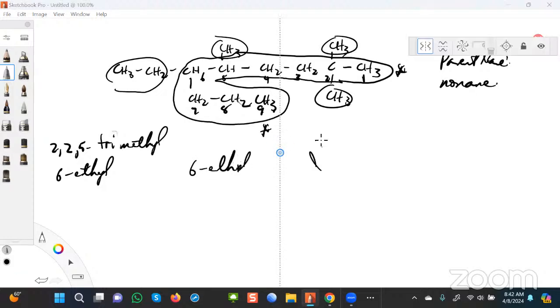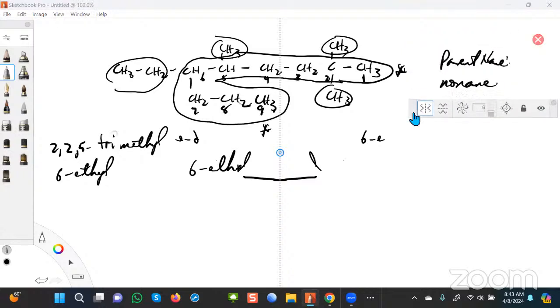Whoops. Okay, why is this happening? Okay, I don't know what's going on here, folks. Let me try to straighten this out. Okay, I don't know what's going on here, but let me do it over here.